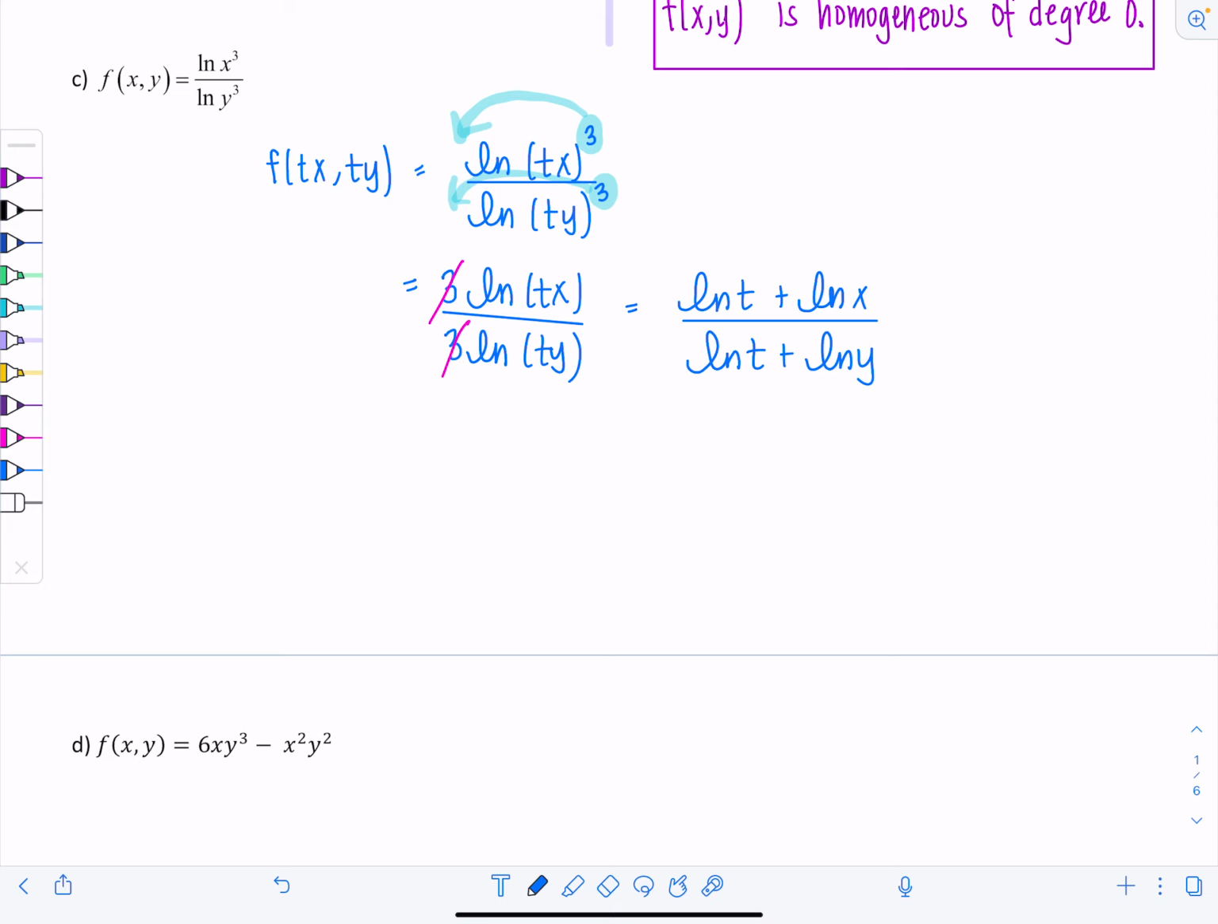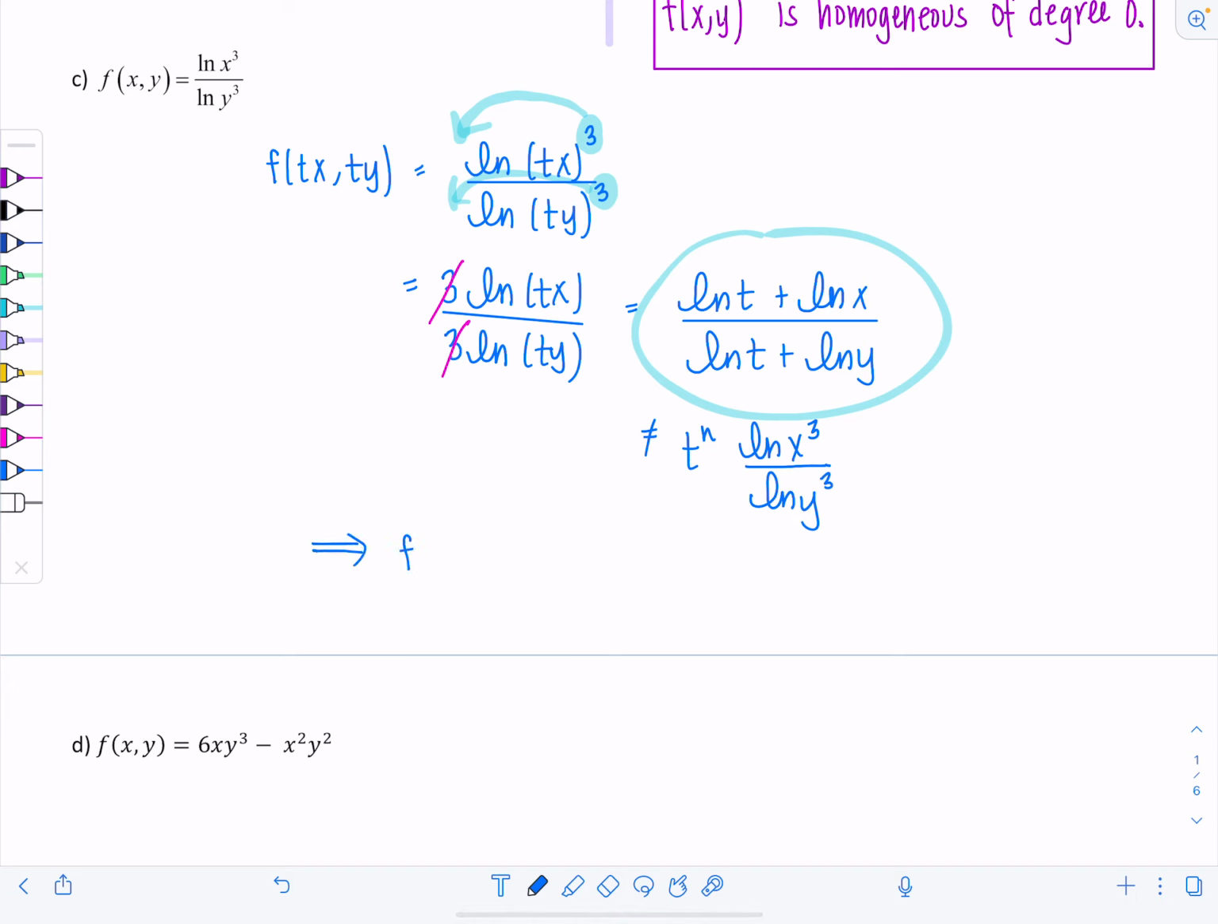And then, I mean, at this point, we're pretty much out of options, right? We can't play around with it or break that t out of the natural log somehow. And I'm looking back at my original function, and it doesn't look like there's any way I'm going to be able to write this expression as t to the n times ln of x cubed over ln of y cubed. It's just not going to happen. So what does that tell me? That tells me that f of xy is not homogeneous.